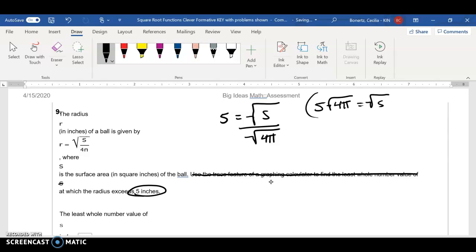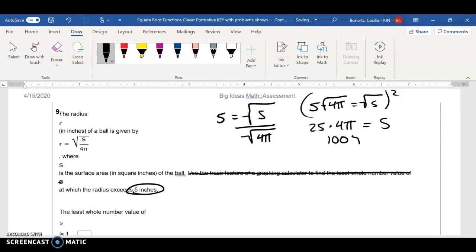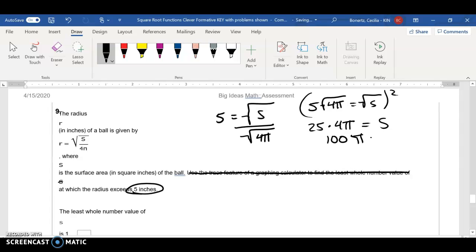And now I'm going to square everything. So if I'm going to square everything, this becomes 25, this becomes 4 pi, and this becomes just s. So I find that s is 100 pi. So then I would fill in 3.14, and I would get s equal to 314.